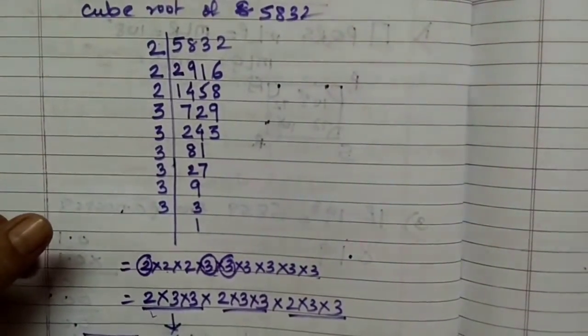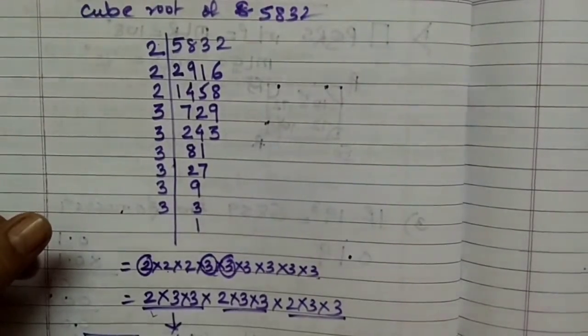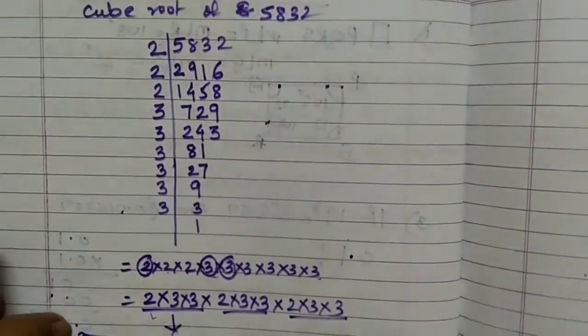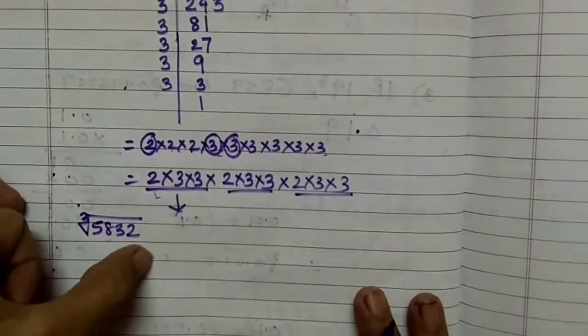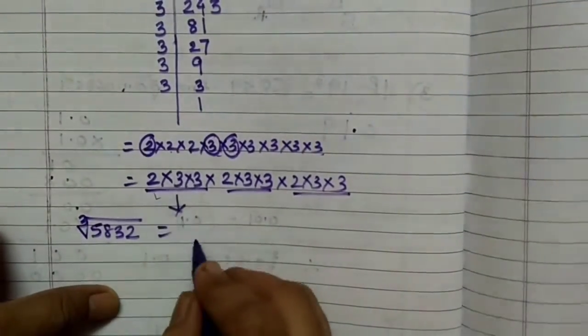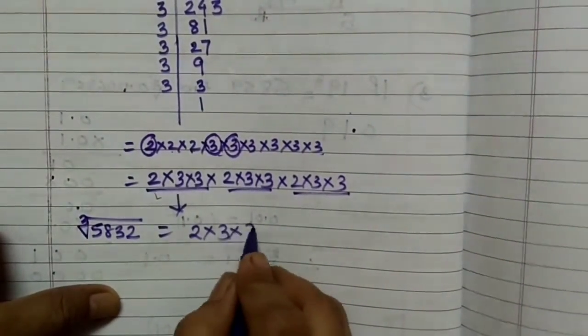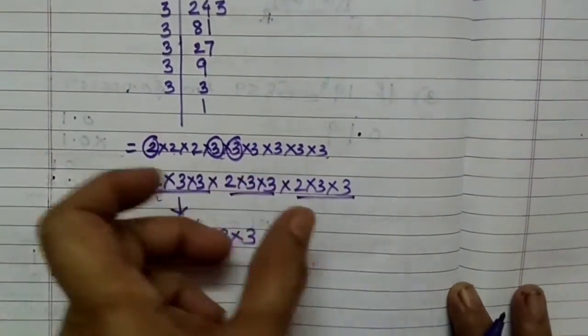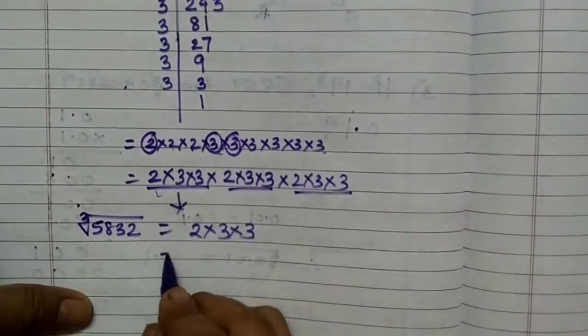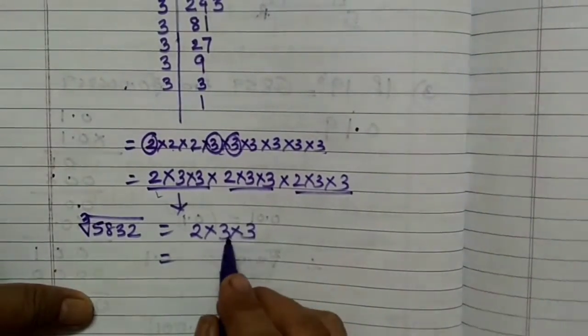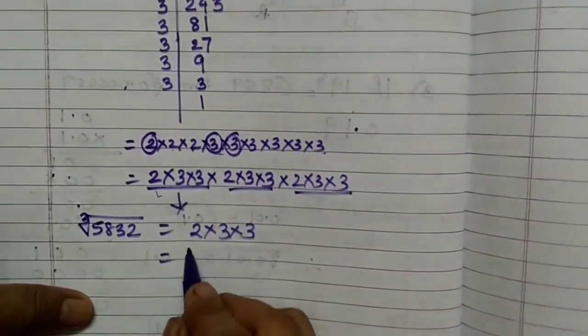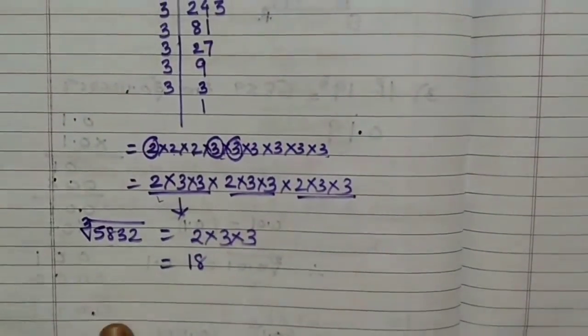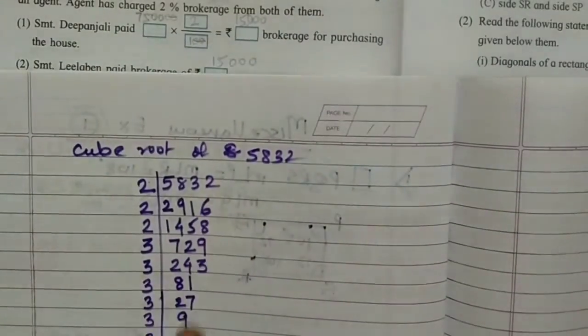So cube root of 5 8 3 2, we will write 2 into 3 into 3. Only one group you have to take down. Why? Because we have divided this into 3 equal parts, and one part is our cube root. So the cube root of 5 8 3 2: 3 3s are 9 and 9 2s are 18. So cube root of 5 8 3 2 is 18. So in this way we found it out.